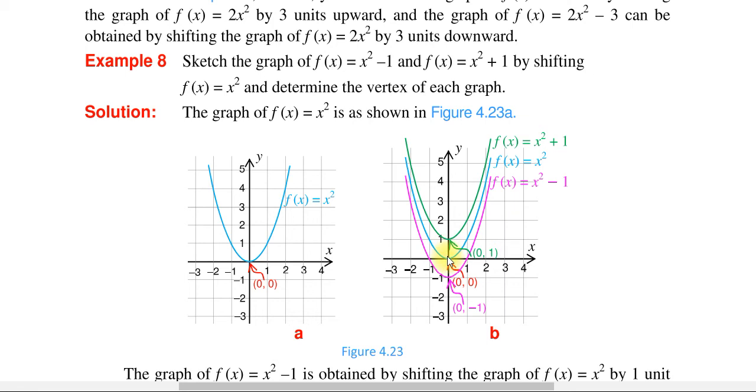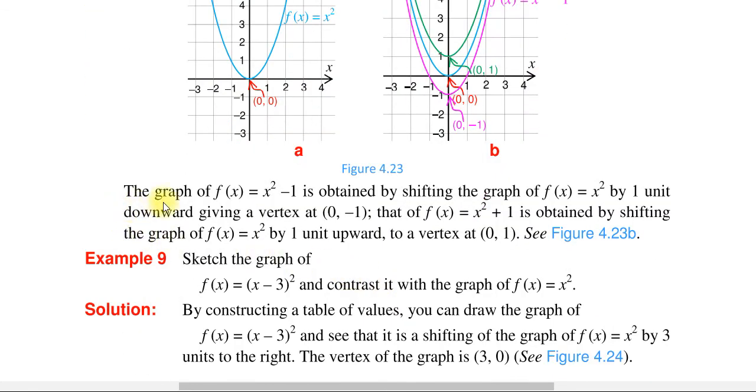So the graph of f of x equal to x square minus 1 is obtained by shifting the graph of f of x equal to x square by 1 unit downward and giving the vertex 1, -1. That of f of x equal to x square plus 1 is obtained by shifting the graph of f of x is equal to x square by 1 unit upward, the vertex at 0, 1.